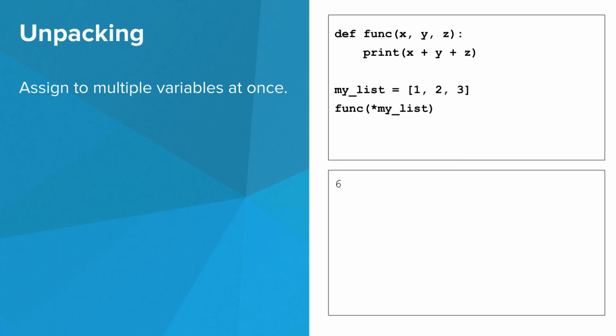Okay, now for something really bizarre. We can unpack the elements of a list and pass them as arguments to a function. By putting an asterisk before my list, we effectively split it into its 3 elements, which then get assigned to the parameters x, y, and z.